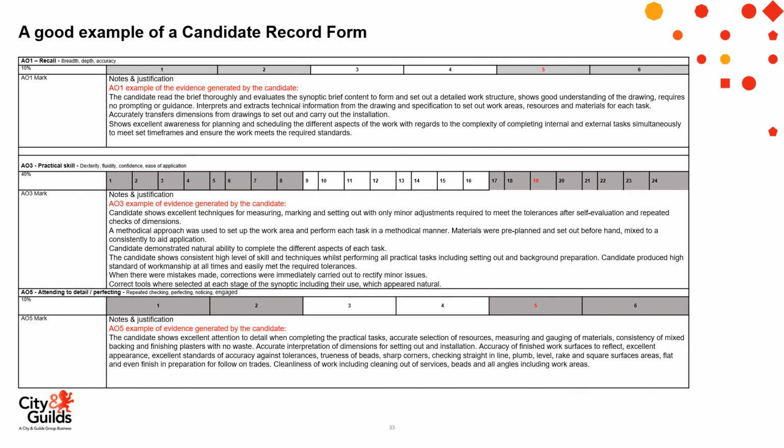This slide is a good detailed example of a completed Candidate Record Form, CRF, with allocated marks for assessment outcomes 1, 3 and 5. When completing the CRF, it is important to show what went well by including detailed justifications for awarded marks.